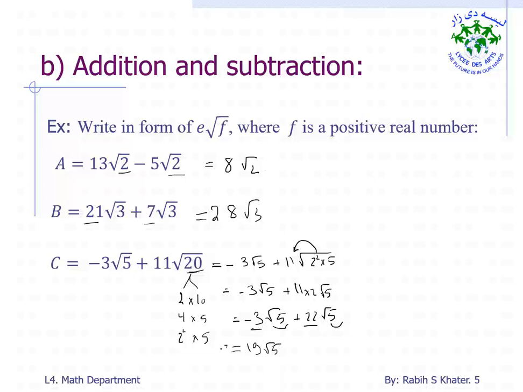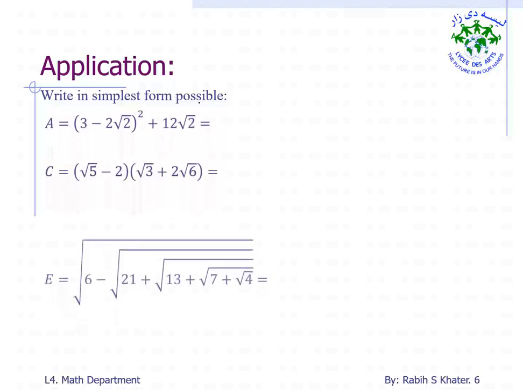This is C. Okay, so now remember, if you need to add or subtract radicals, you should have the same radicands. Else you have to work out something. Okay. Our last set of general applications, write in simplest form possible, A, C, and E.